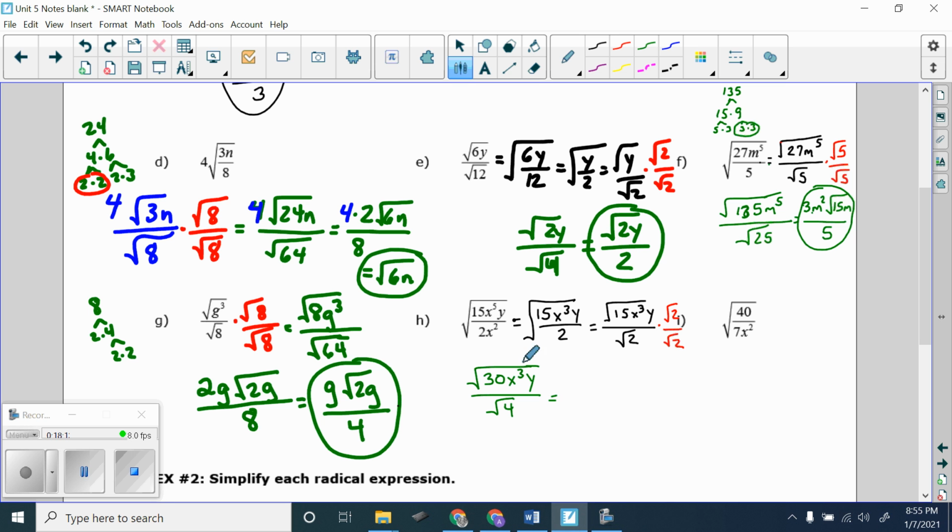30 does not simplify. X to the 3rd does. You have a pair of x's in there, which come out as a single. So the 30, the extra x, and the y are all left under. And in the bottom, it's 2. Again, you cannot simplify the 30 and the 2. 30 is under the radical, 2 is outside the radical. You can only simplify outside with outside. Try this last problem.